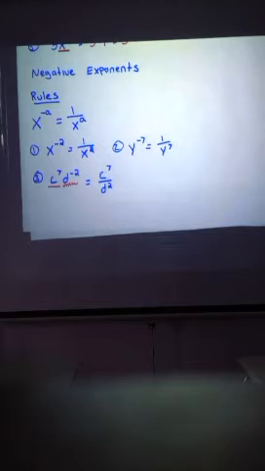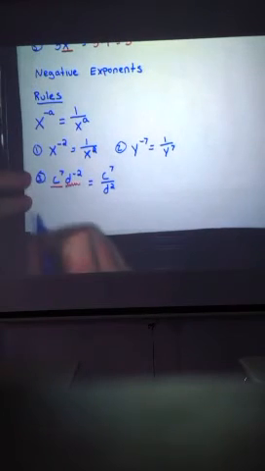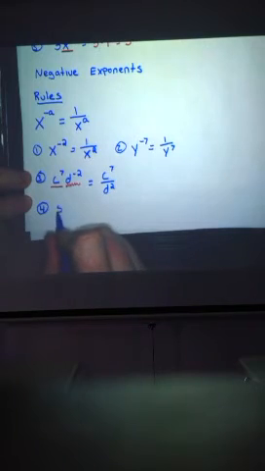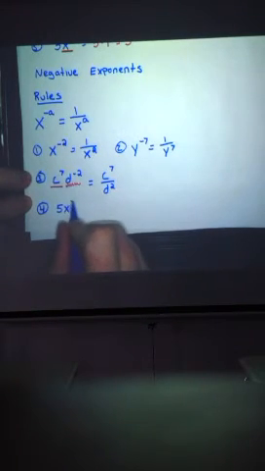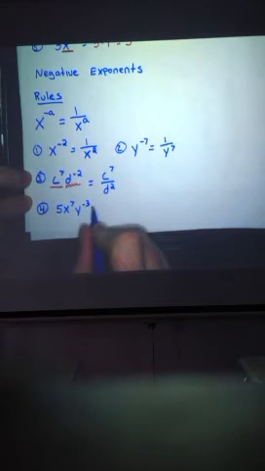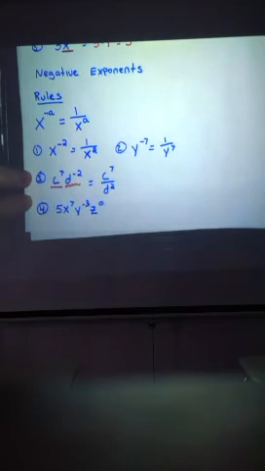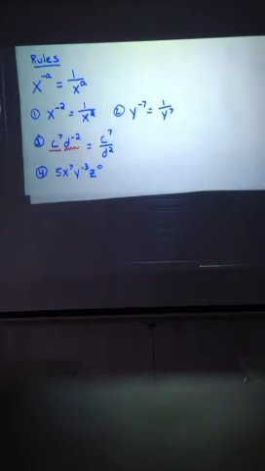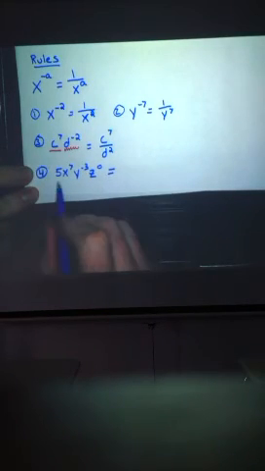Okay, last example for today. We're going to combine everything we've talked about. We're going to look at the example 5x to the 7th, y to the negative 3rd, z to the 0th power. We're going to see what we're going to do with each of them individually. There are 4 parts: a 5, x to the 7th, y to the negative 3rd, and z to the 0th.